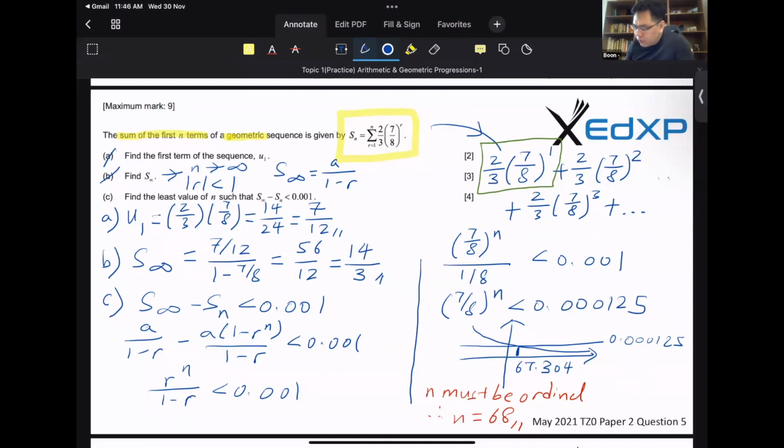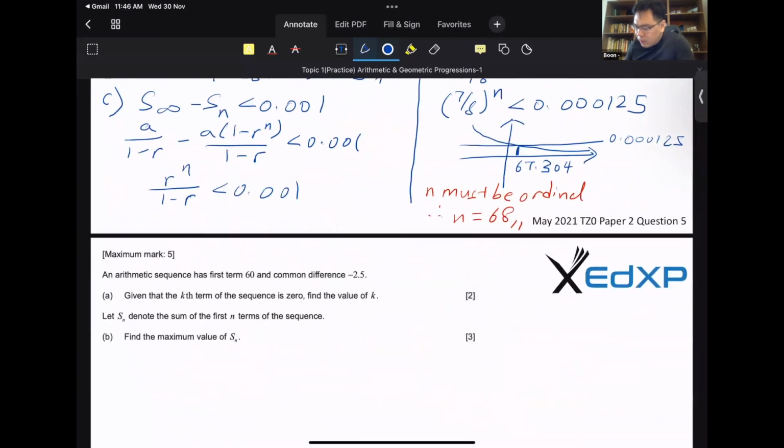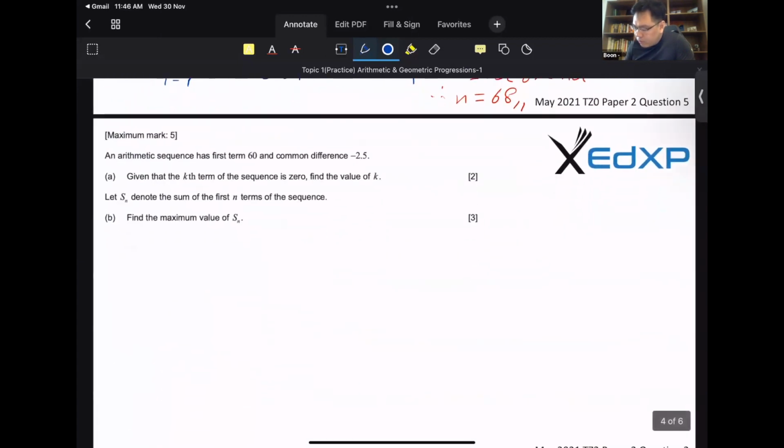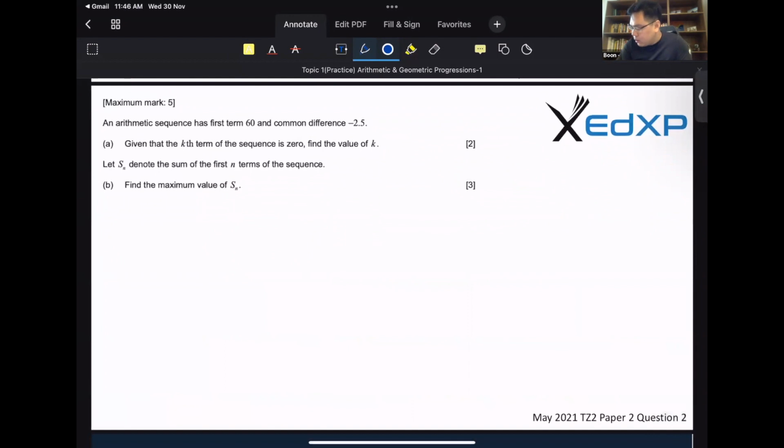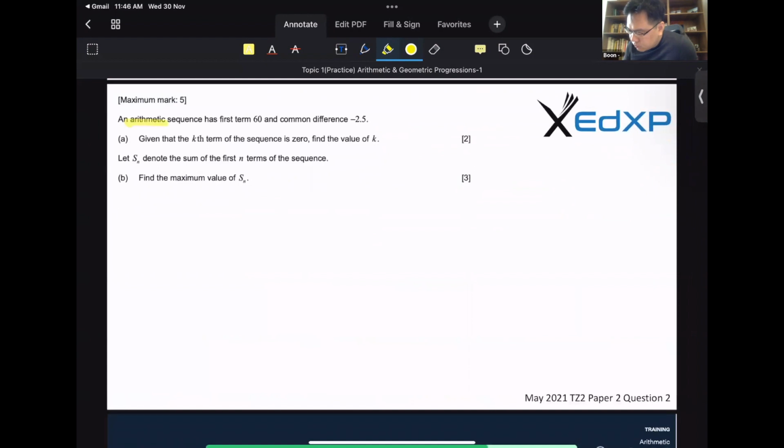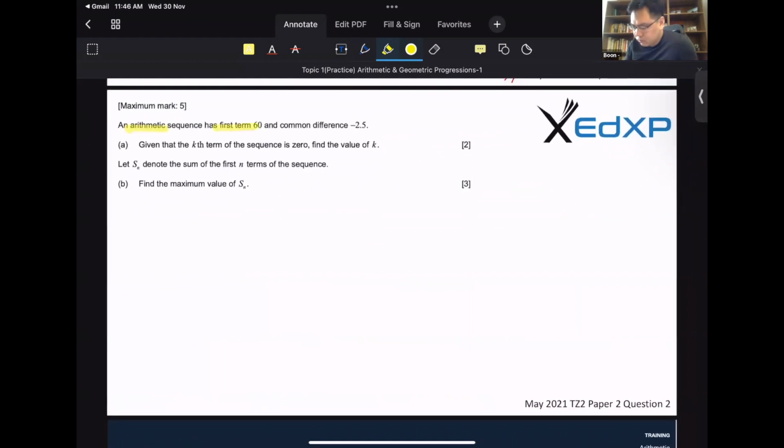Okay, so I'll move on to the third example before we move on to some EdXP questions from the online platform. So this last example came from May 2021, time zone 2, paper 2, question 2. So GDC is allowed for this one. So let's have a look at this question. We have an arithmetic sequence. First term 60, common difference minus 2.5. Given that the kth term is 0, find the value of k.